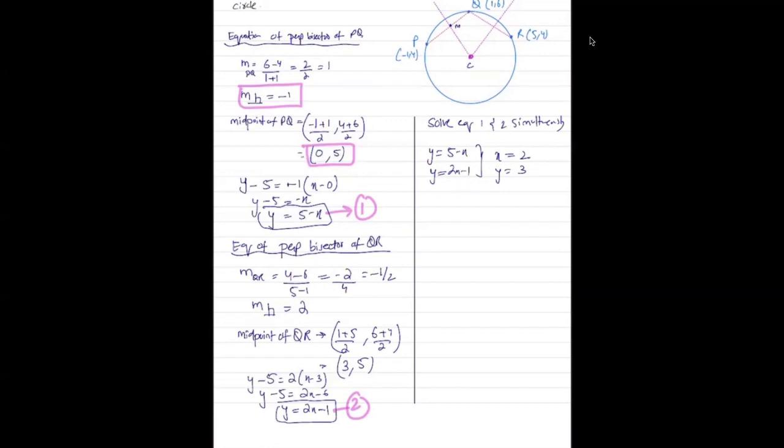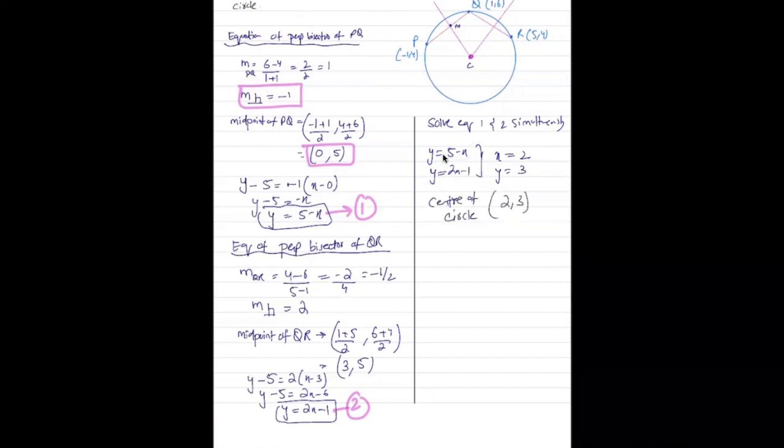Sir, in place of y, you'll just say 5 minus x is equal to 2x minus 1, then you'll solve it. For substitution, you are going to make y the subject. So y is 5 minus x, and insert 5 minus x over here. Solve for x and y, you get x is 2 and y is 3. Now these are the coordinates of the center of the circle.